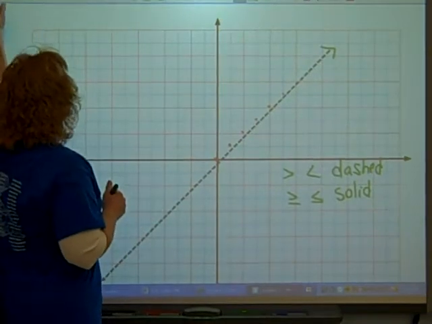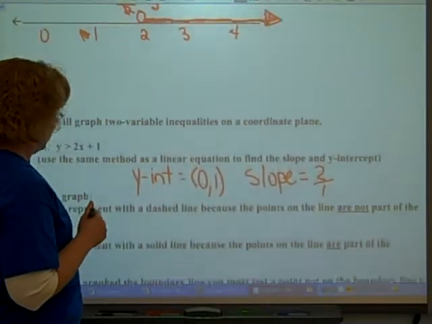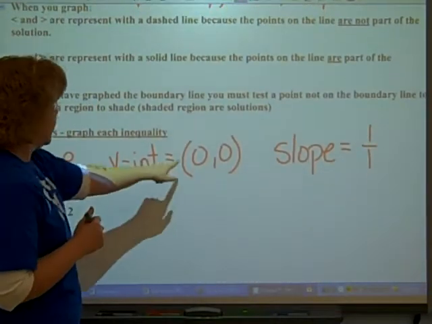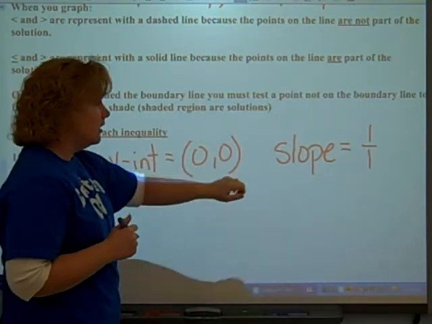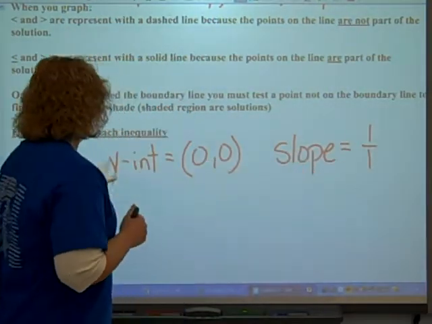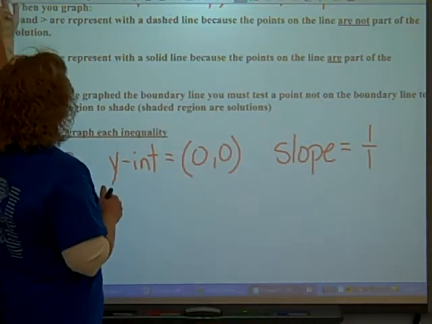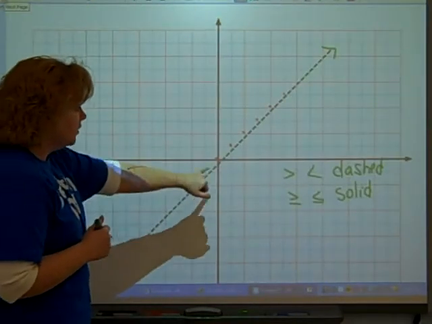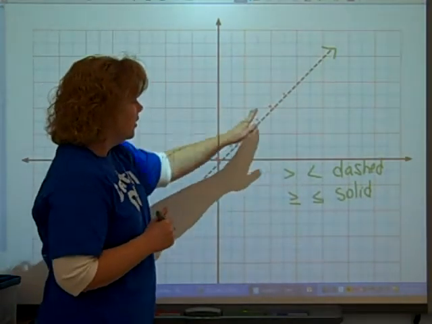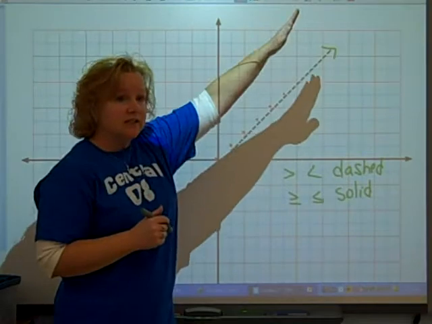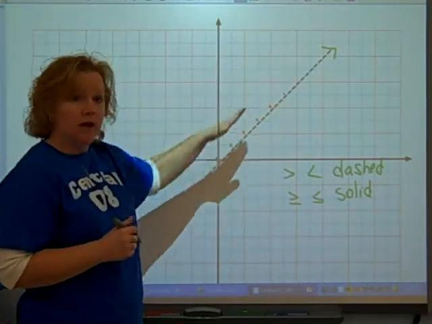Okay, now remember this is the one that we are working on currently. Let's move it. We are working with this one right here. So we graphed this, our y-intercept 0, 0. Our slope was 1, 1. We know because it's a less than sign that it is a dashed line. So we graphed that. So there's our 0, 0. We went up 1 over 1, up 1 over 1, up 1 over 1. We drew our line. This is now our boundary. This is our boundary line, okay?